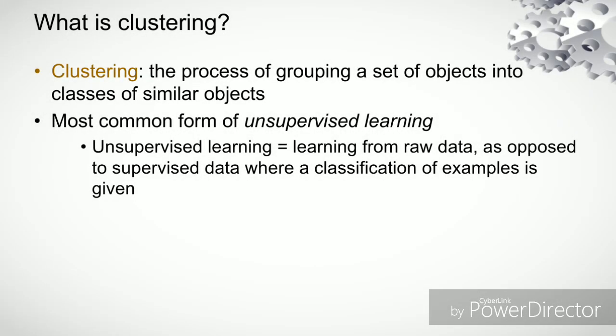So what basically is clustering? Clustering is the process of grouping a set of objects into classes of similar objects. It is the most common form of unsupervised learning. Unsupervised learning is learning from raw data.